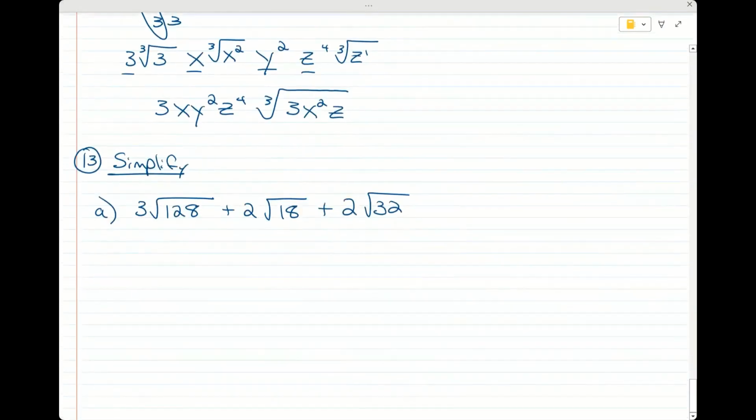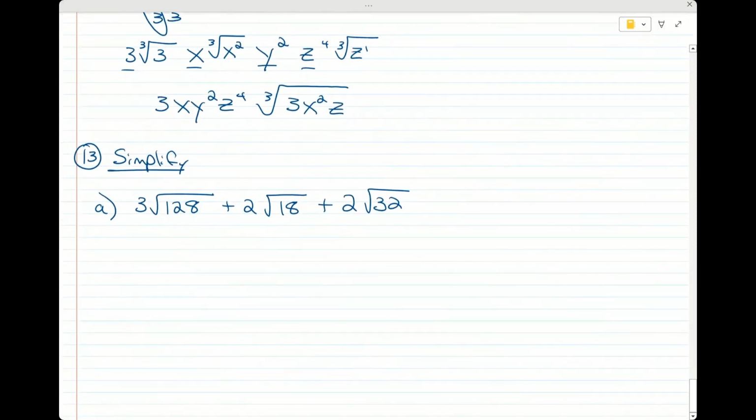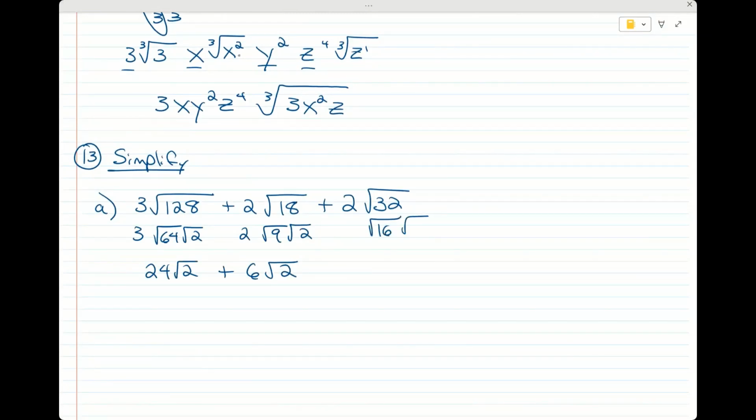So let's go ahead and simplify this. The square root of 128 is the same thing as the square root of 64 times the square root of 2. And then don't forget the 3 here. So we have 3 times 8, 24 root 2 is what that simplifies to. The square root of 18 is the same thing as the square root of 9 times the square root of 2. So 2 times 3 is 6 root 2. And the square root of 32 is the square root of 16 times the square root of 2, or 4 times 2, which is 8 root 2.